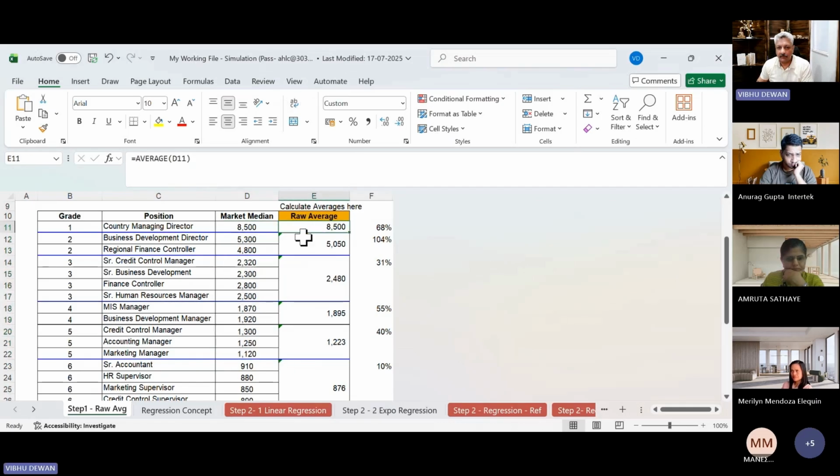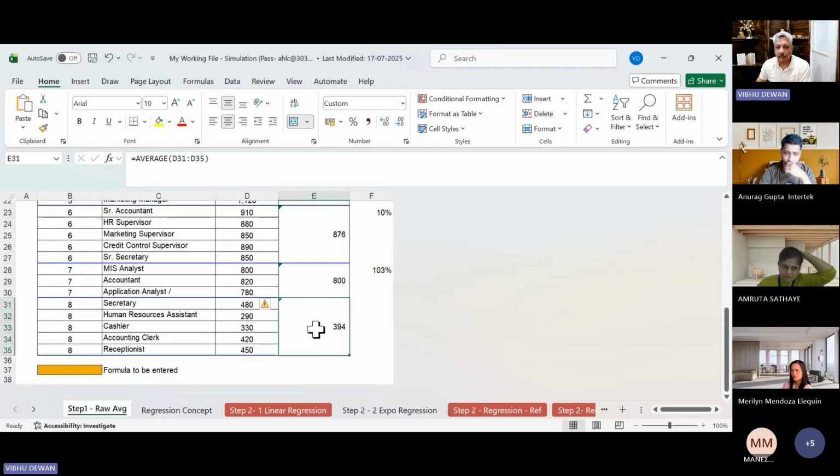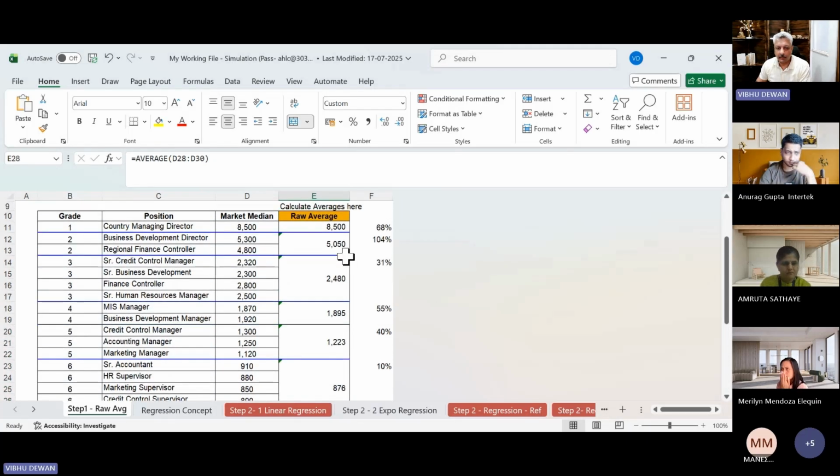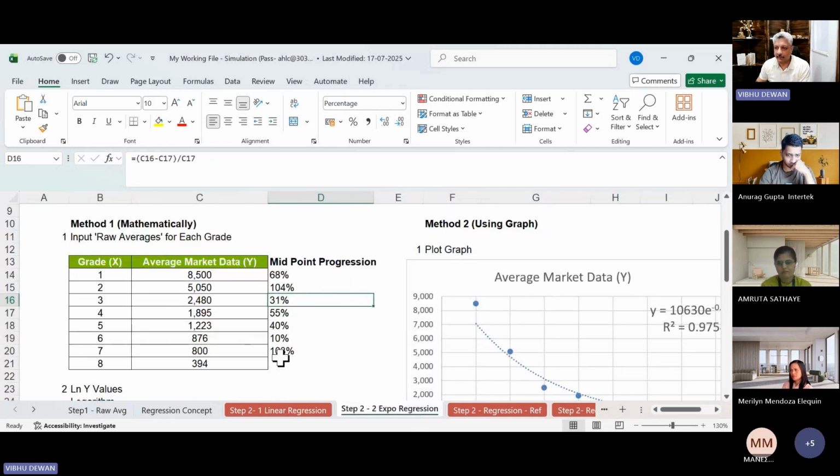It's the same market median, the same raw averages. This is not from this particular module, not job evaluation. It's a different module, but I'm picking up the same thing. If I see the progression from 394 to 800, it's 103% and so on. So that's where we are saying that it is not going to help. So that's where we say, let's do an exponential regression.